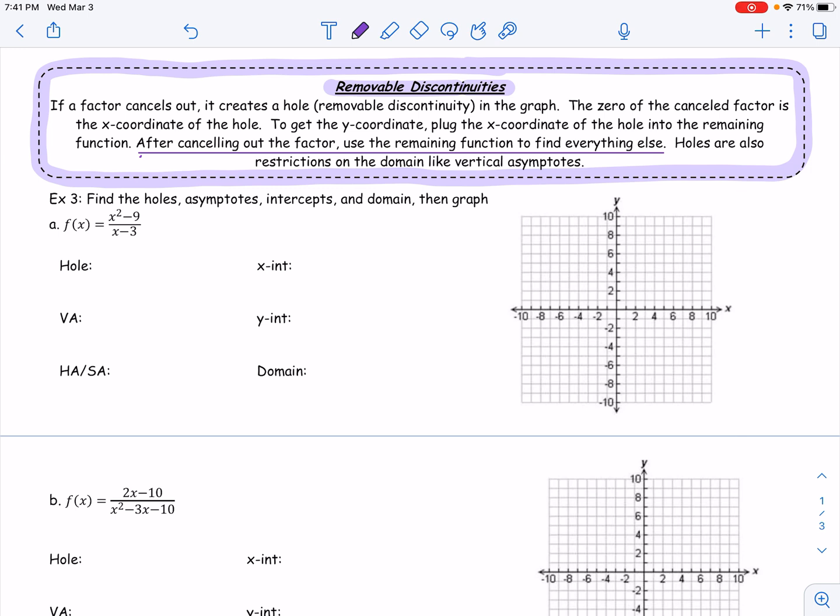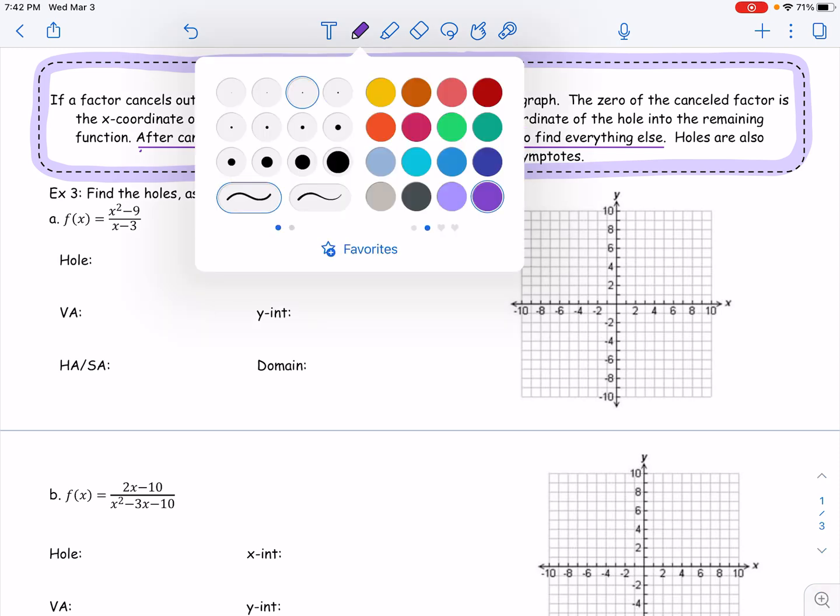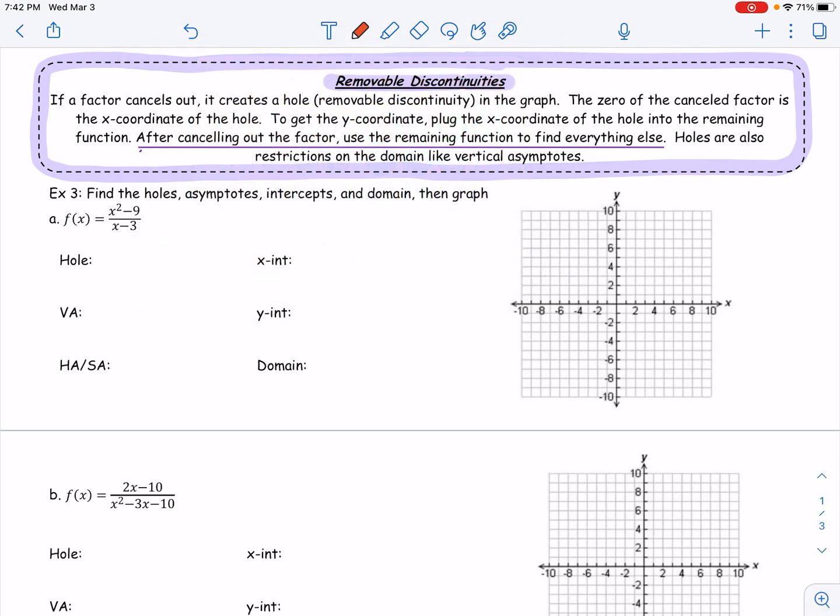Holes are also restrictions on the domain, just like our vertical asymptotes. And I think I mentioned this in the video for the last set of notes. So let's go through this process together. First step is always factor. So for this one, we factor the top. That's a difference of squares, x plus 3, x minus 3. The denominator cannot be factored. It's just x minus 3.